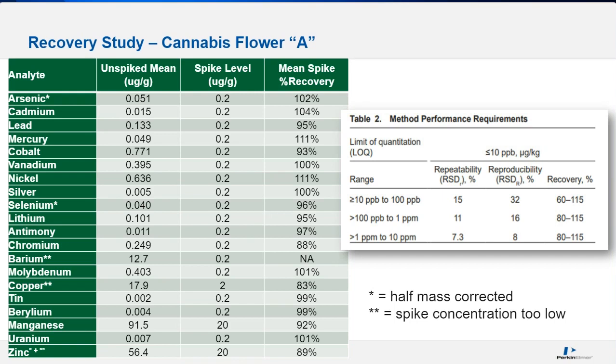Note that arsenic, selenium, and zinc were half-mass corrected values. Also note that the spike levels for barium, copper, and zinc are basically invalid. They're not high enough. They were too low to really differentiate between analytical variability and spike recovery.